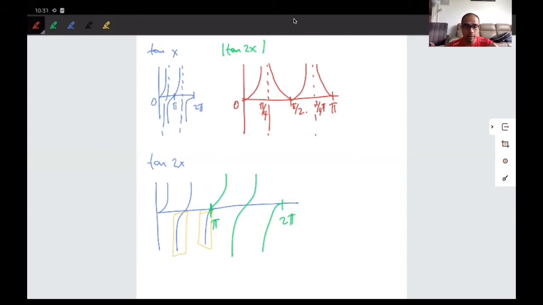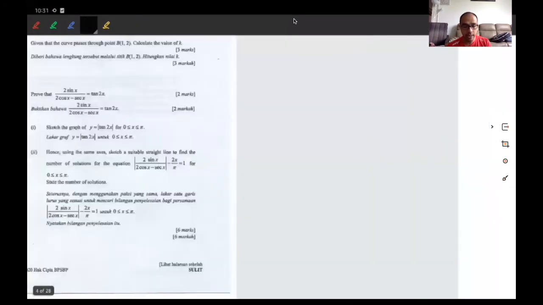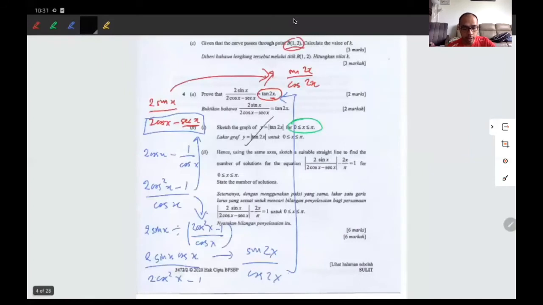I think it is better if you write down these two angles as well, where the asymptotes are, sorry, where the dotted lines are. So this is the actual answer. I'm just bringing you on a very long journey, how to get from here to here. I hope it helps you. So the sketching is done. Using the same axis, sketch a suitable straight line to find the number of solutions.